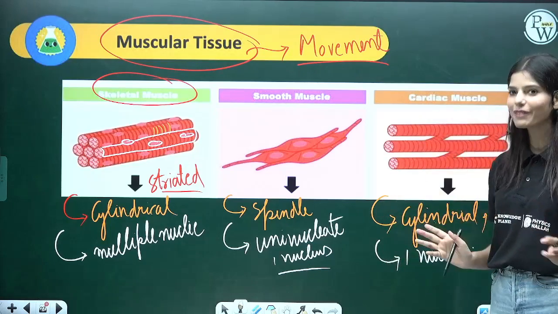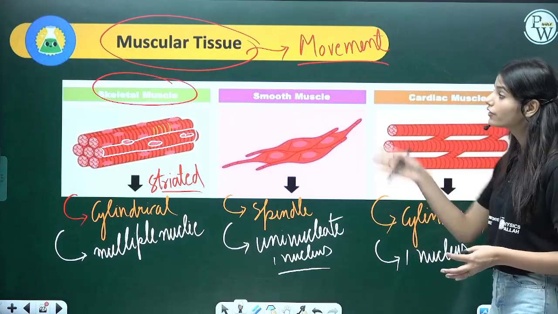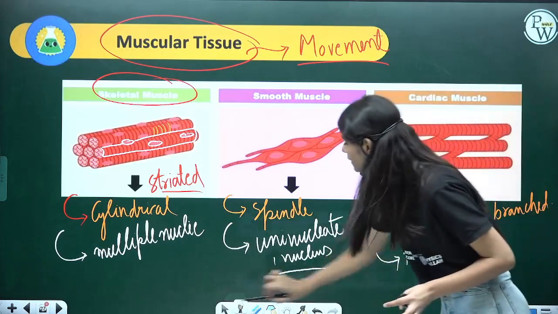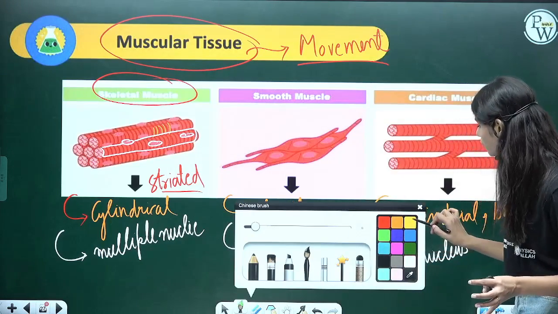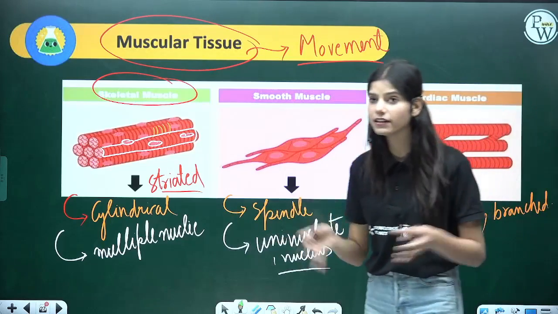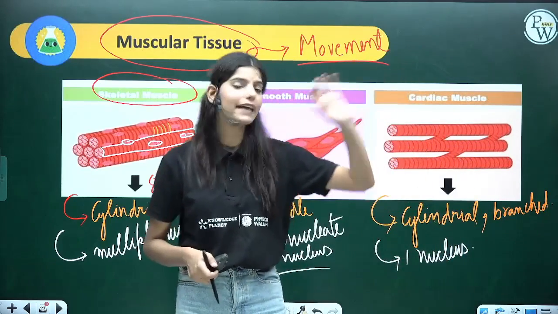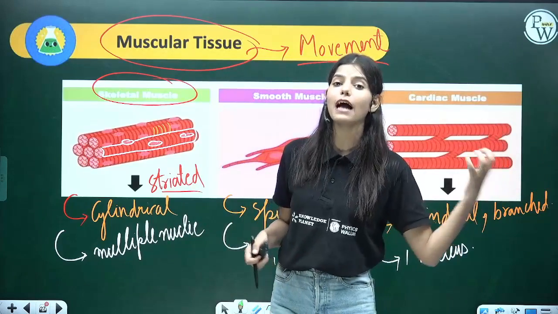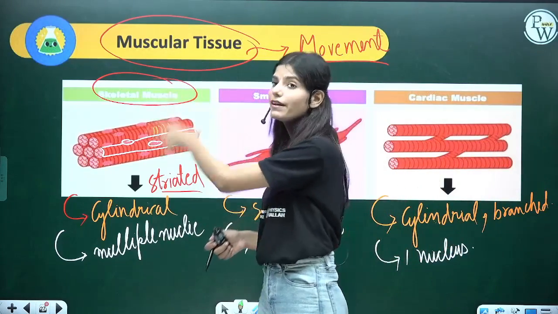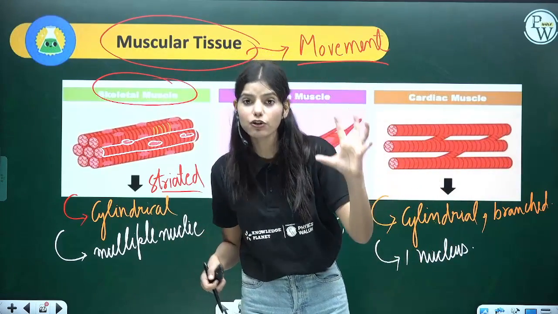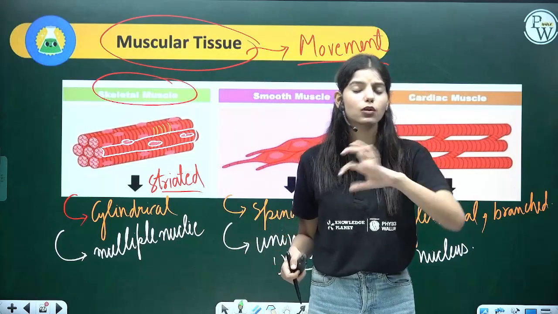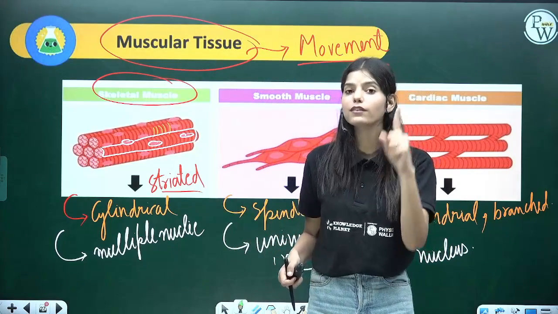Now let's talk about each of their function. Skeletal muscles help us in moving our body parts, and that's why they're called voluntary muscles. I want to move my left hand, I can easily move it. Why? Because I'm controlling my skeletal muscles. So skeletal muscles can be controlled, and those types of muscles which can be controlled are called voluntary muscles.